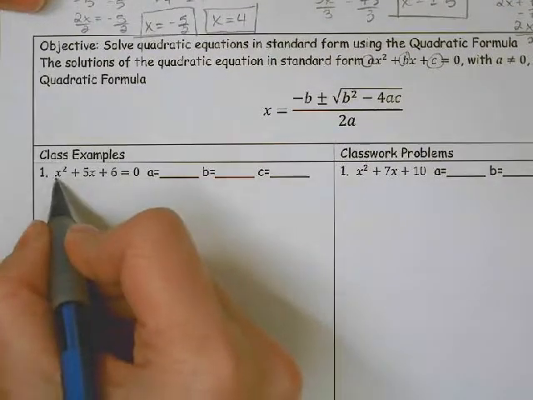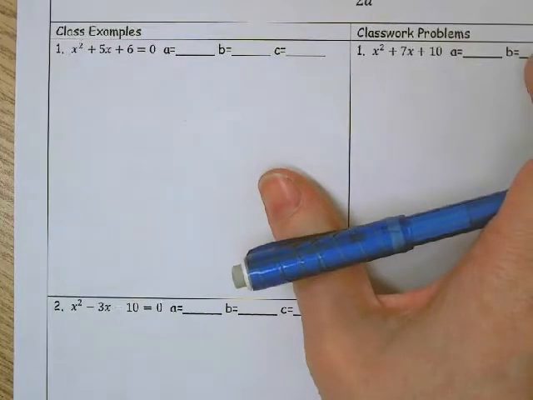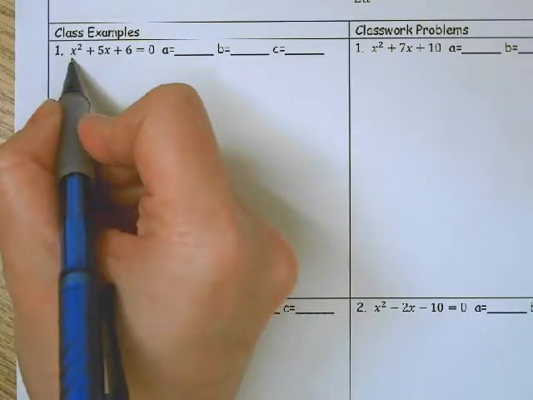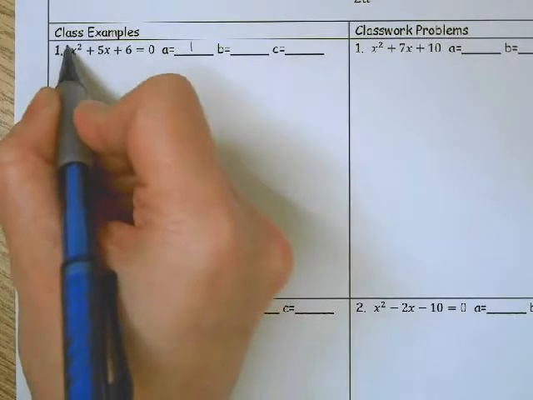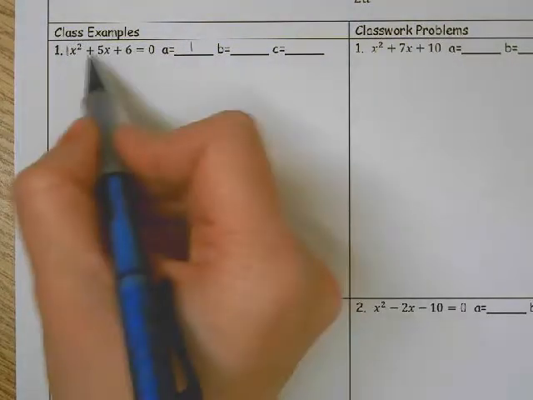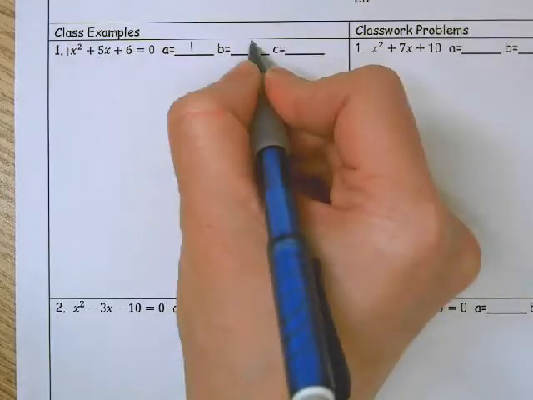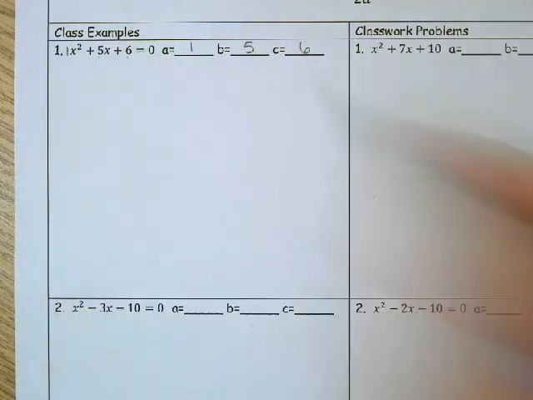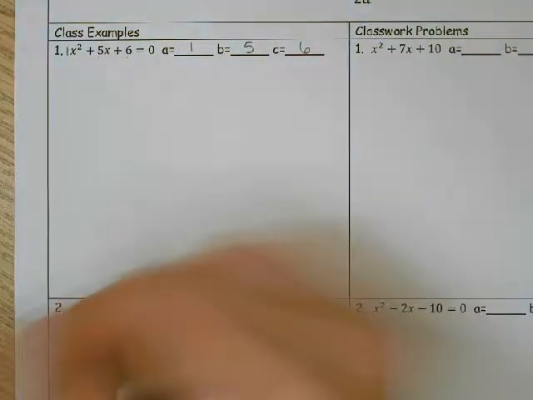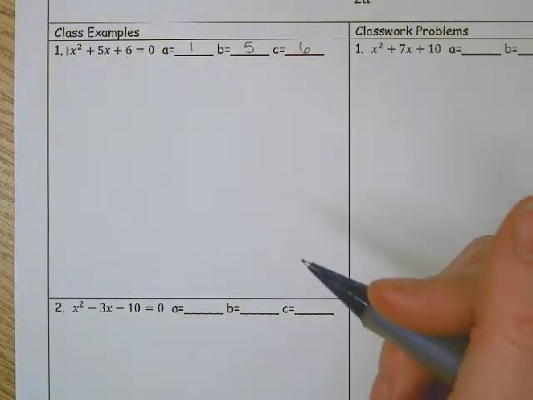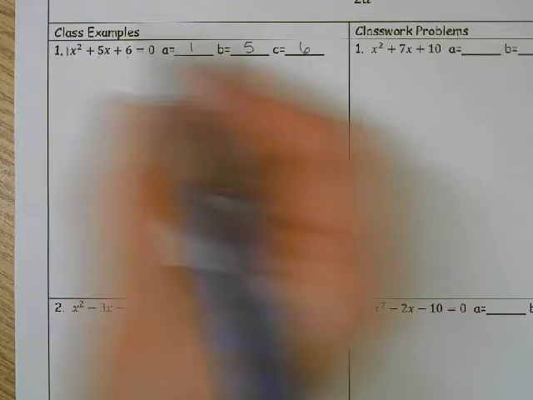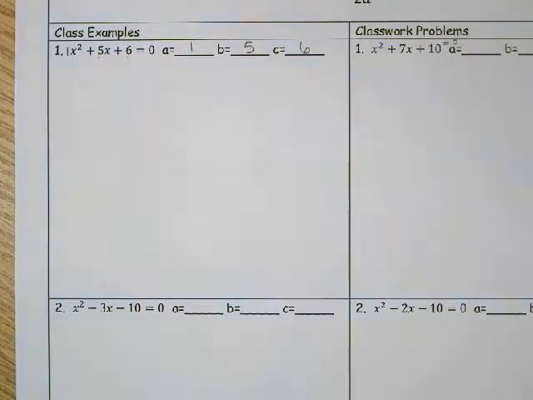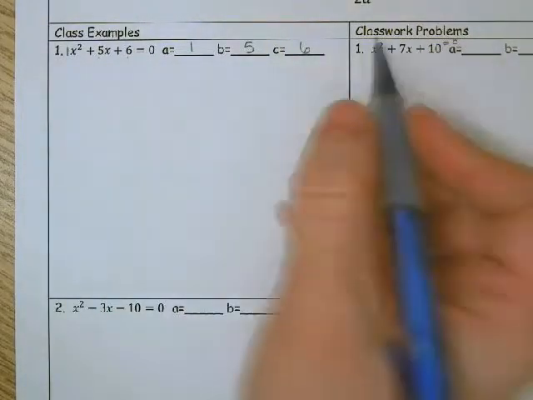So first what I want to do on the class example number 1 is figure out what my a, b, and c are. If I just have an x squared, then a is 1. Remember, that's that implied 1 there. B is 5, and c is 6. That equals 0 is only because this is what we're solving. Anyway, the class example 1.